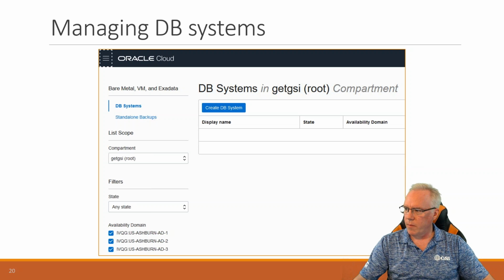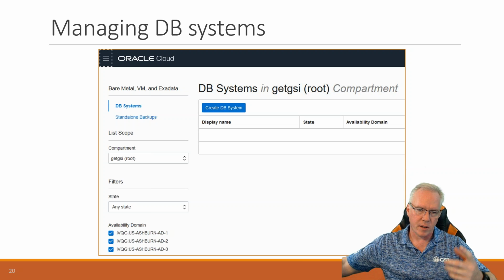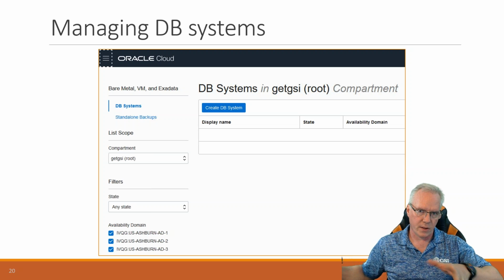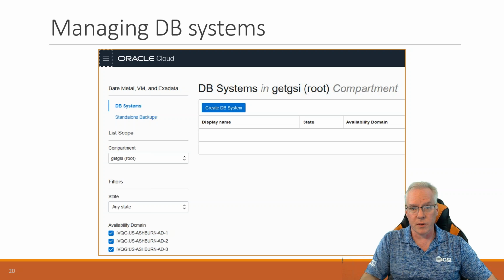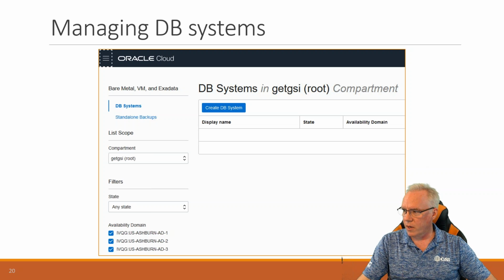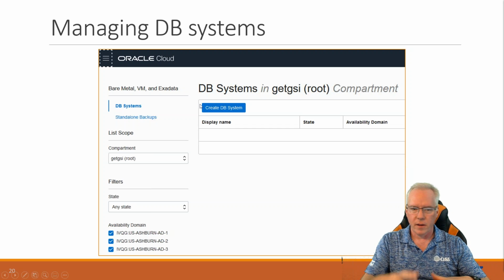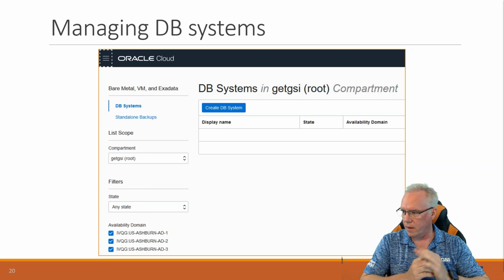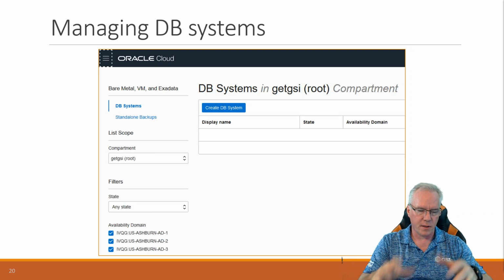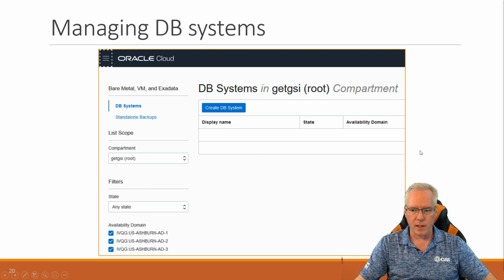So now when you're managing database systems, this is just a screenshot. I'll be showing you the actual stuff later. You can use the console to perform many tasks. You can launch database systems from here, start, stop, reboot, and you can scale CPU cores if you want. And this is only in BareMetal. You can scale up the storage and obviously shut down systems and delete them completely.